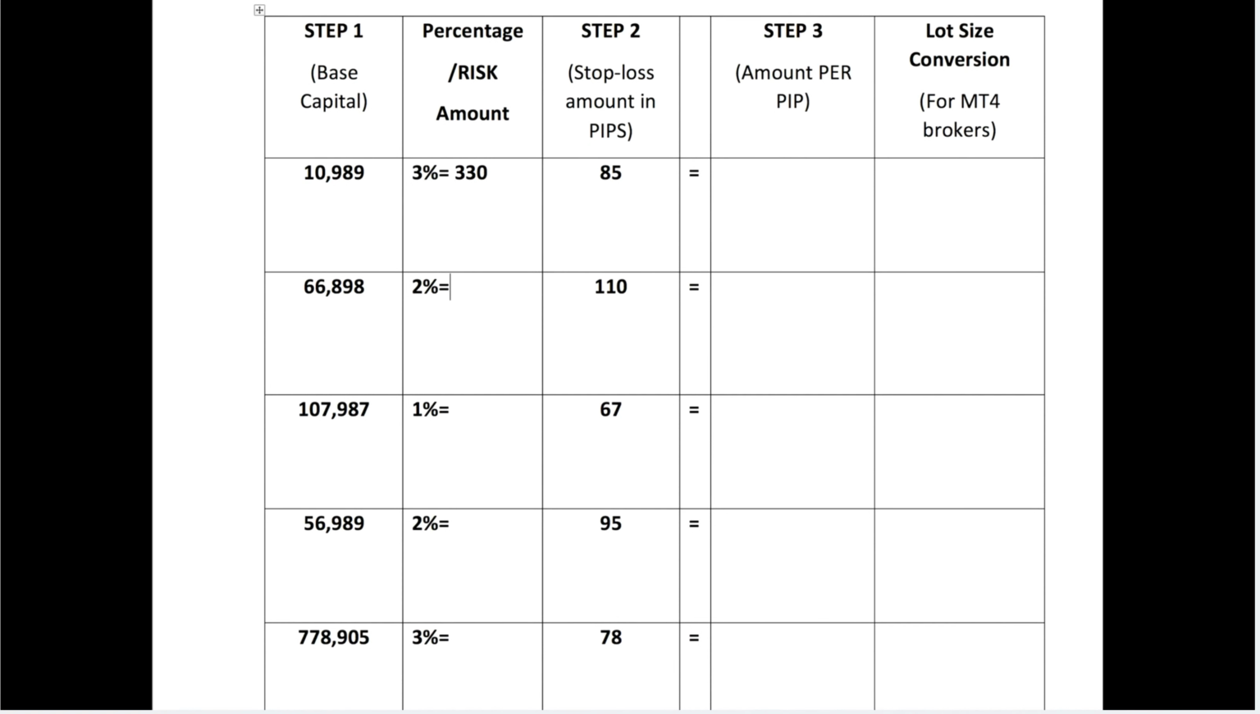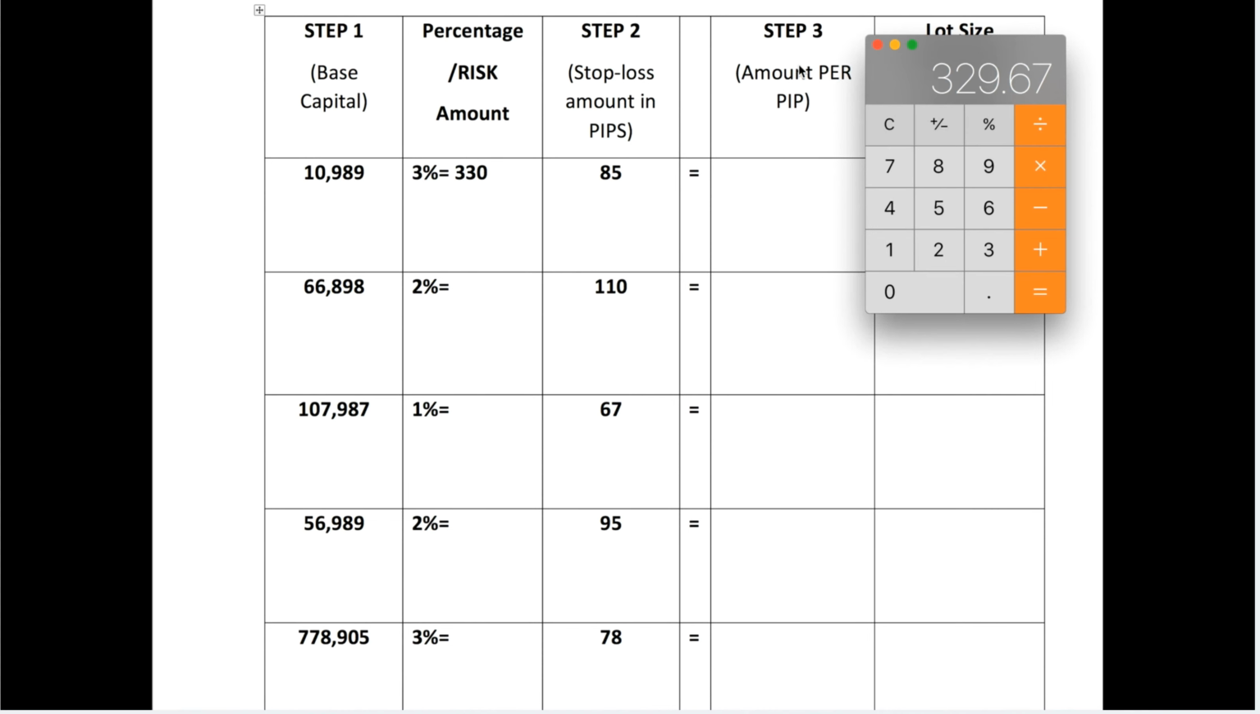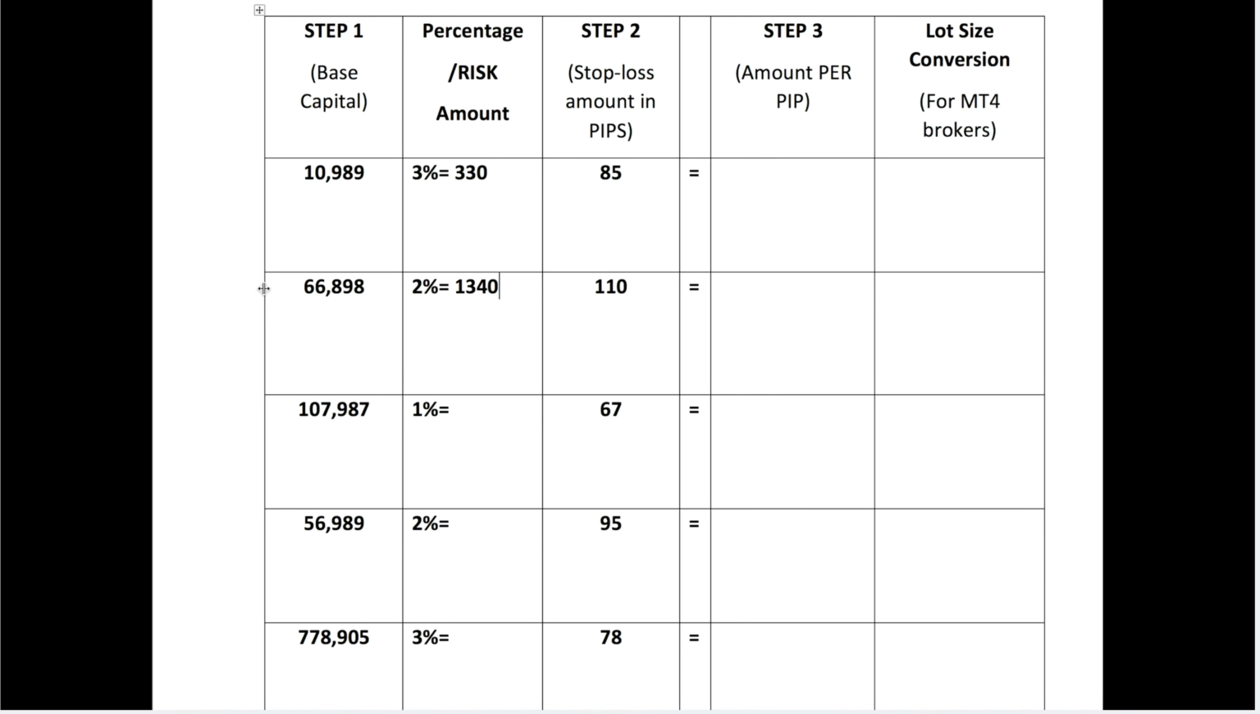On to the next one. Slightly bigger account this time. We'll fill in step 3 afterwards once we have all of these figures down. So, starting again. 66,898. This time we want 2%. Again, we want to find our 1% first. Divide it by 100. £668.98. To get 2%, we times it by 2, which equals £1,337.96. So here I would say £1,340. Cool.